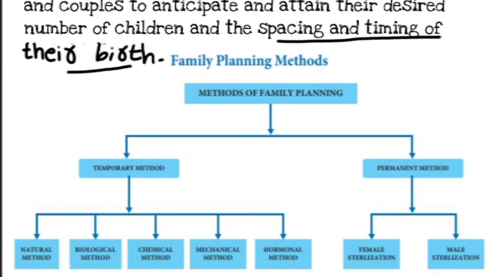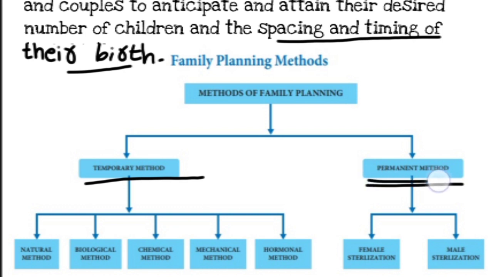Next, we have a family planning method. In family planning method, we have two branches, temporary method and permanent method. In temporary method, for a particular time, the couple can have sexual intercourse, but still they can't attain the pregnancy condition. That is temporary method.